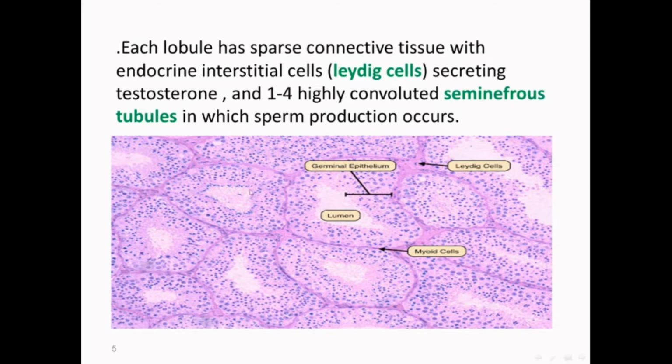Within these tubules, this is the lumen of the seminiferous tubules. See this lumen, and this is the lining epithelium. The lining epithelium of the seminiferous tubules is called the spermatogenic epithelium, which contains germ cells that develop starting from the base until they reach full maturity here in the lumen, releasing the sperms into the tubular lumen.